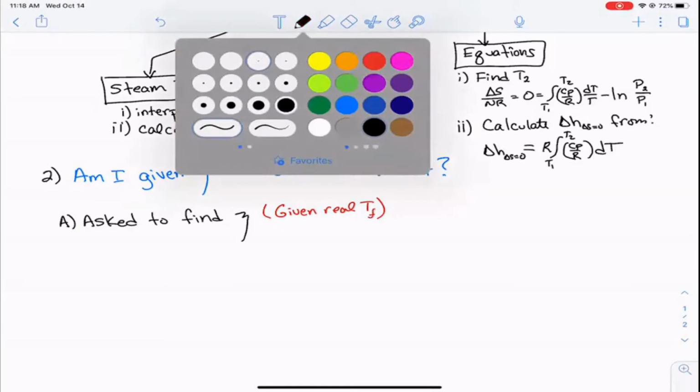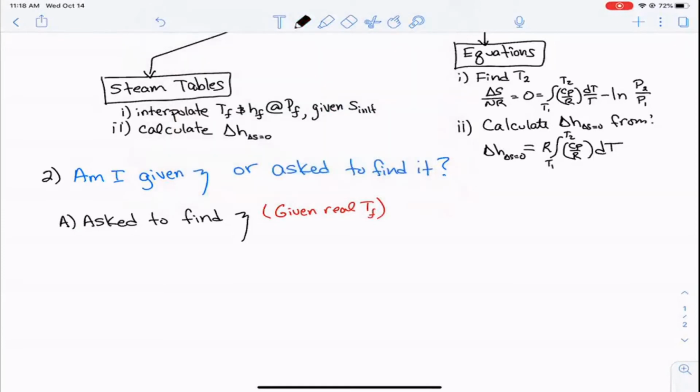And now we can solve this problem given either the steam tables or given the equations. So if we're given the real final temperature and we're asked to find the efficiency, that actually means that what we're able to do, and we'll call this maybe like 2(1)A, is that we can just directly get the final enthalpy from the steam tables.